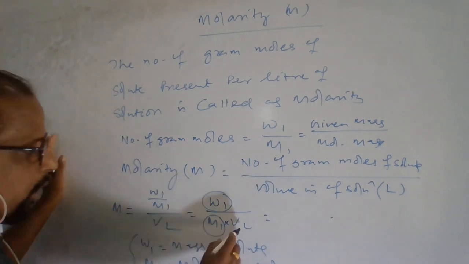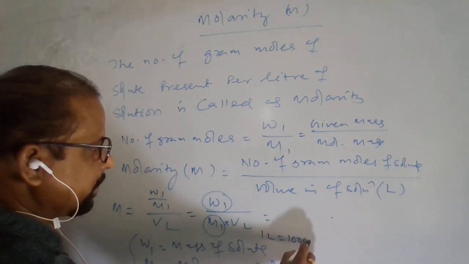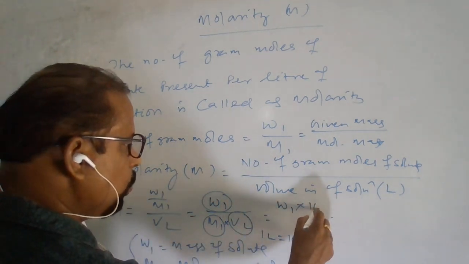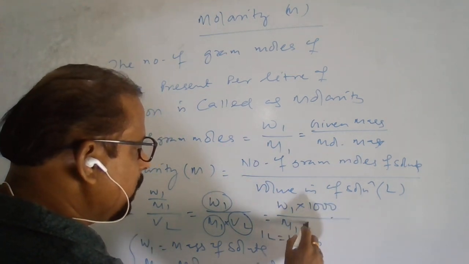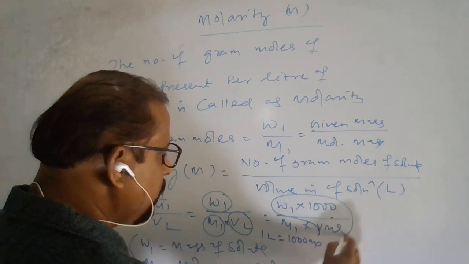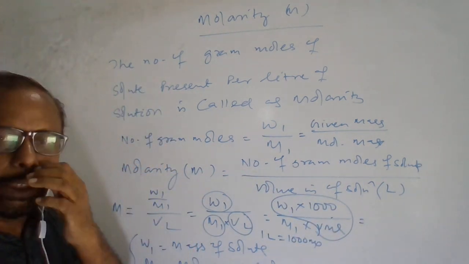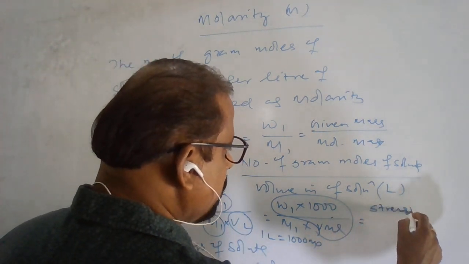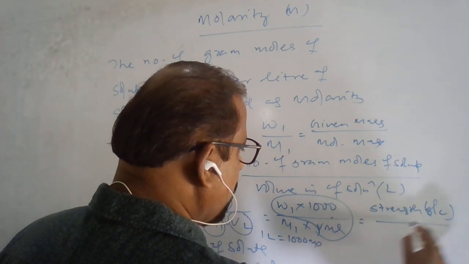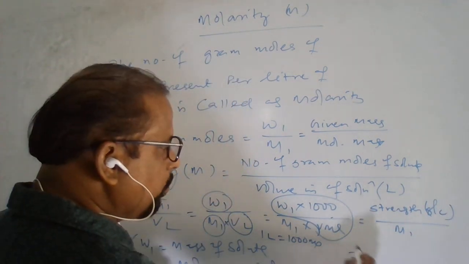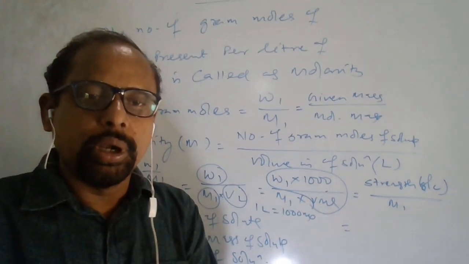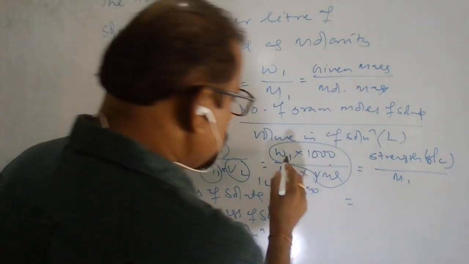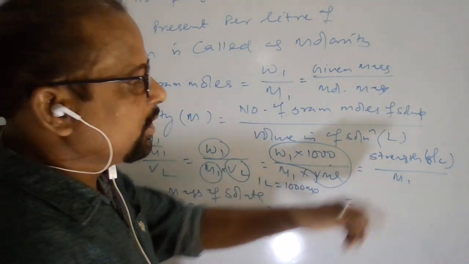Now you see, 1 liter is equal to 1000 milliliters. So instead of V liter, if I write milliliter, then it is W1 into 1000 by M1 into V milliliter. The W by V into 1000 is equal to the strength in gram per liter, divided by M1, where M1 is the molecular mass.